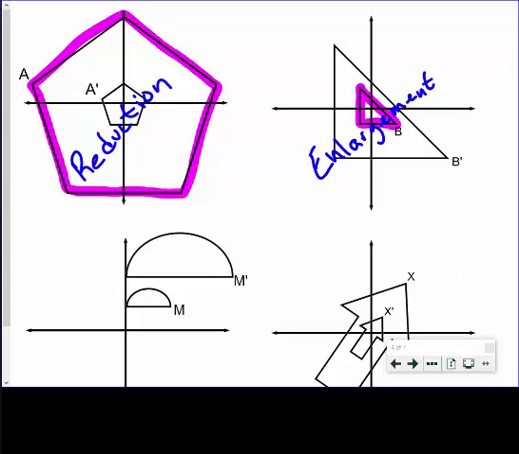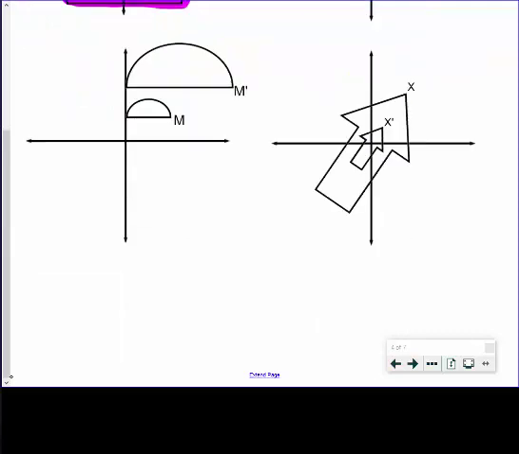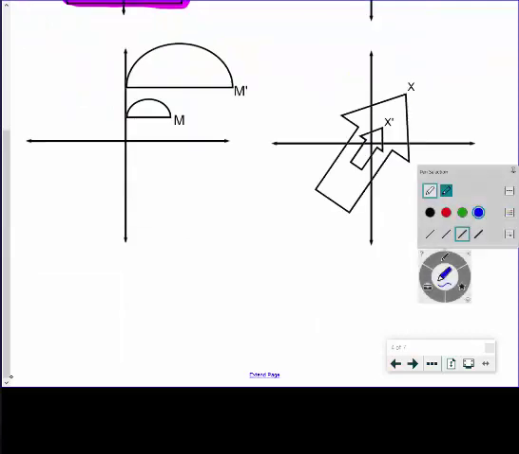Alright, I'm not trying to trick you. The semicircles. Which one is the pre-image? The one without the marker. Is that an enlargement or a reduction? Enlargement.